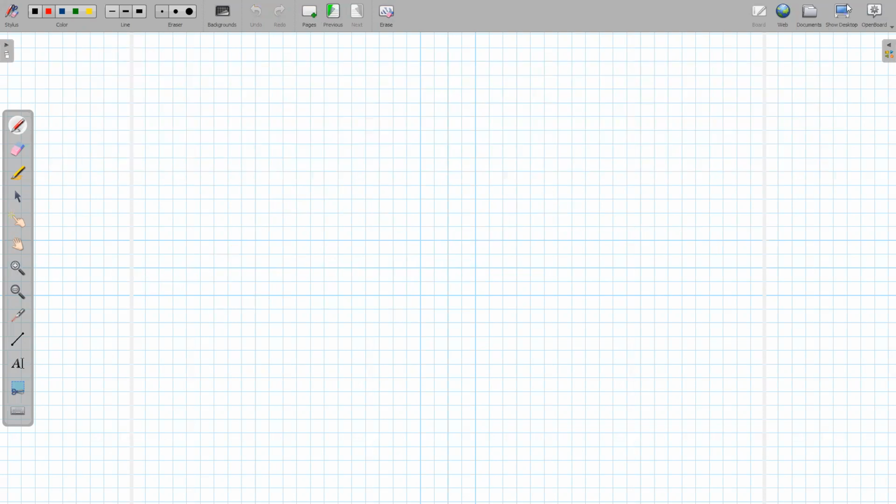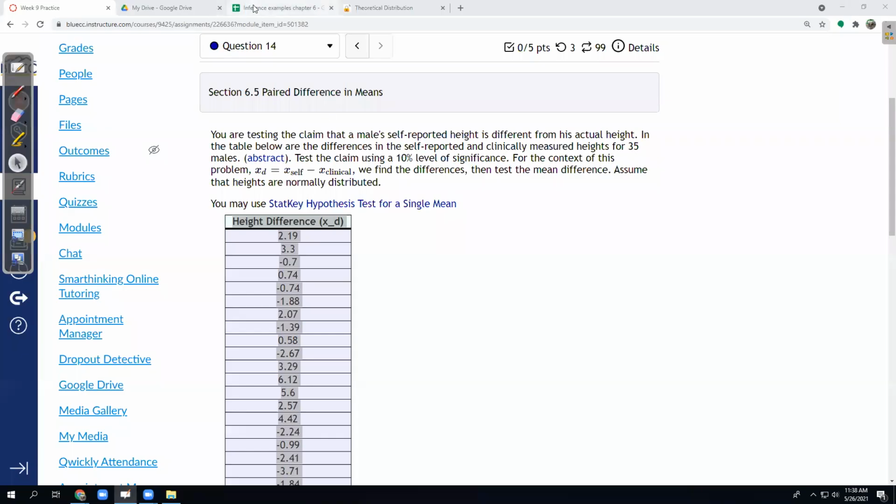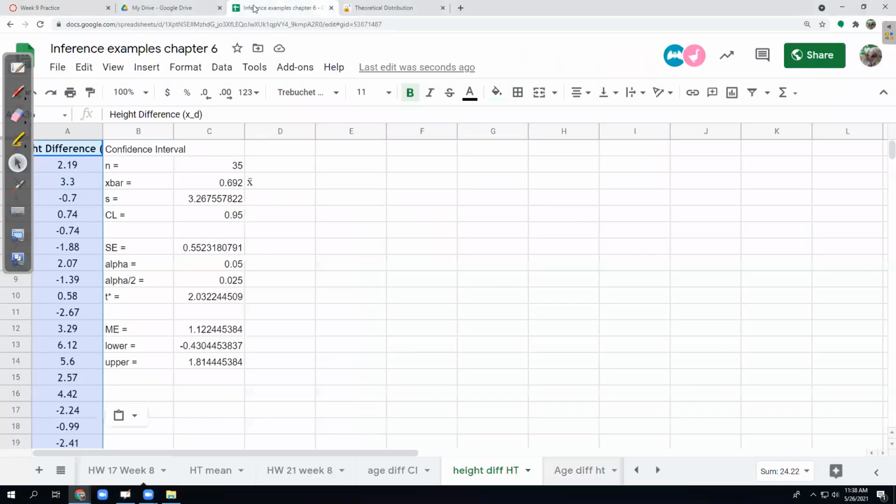So let's see. I need a new page. All right. In the spreadsheet, we have the data in there. And this spreadsheet was set up so that if we put any new data in column A, then it would just calculate stuff for us here. Oh, I'm in the confidence interval one. Oops. All right. We'll fix that in a second.